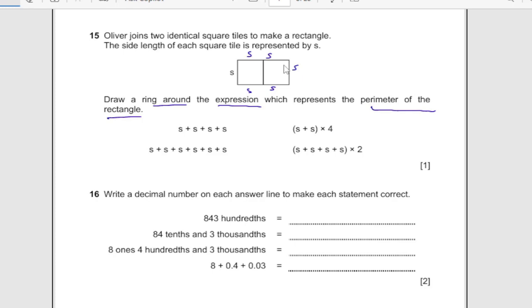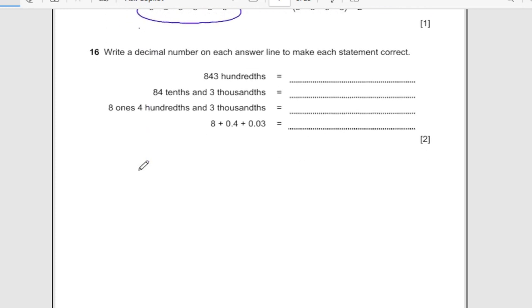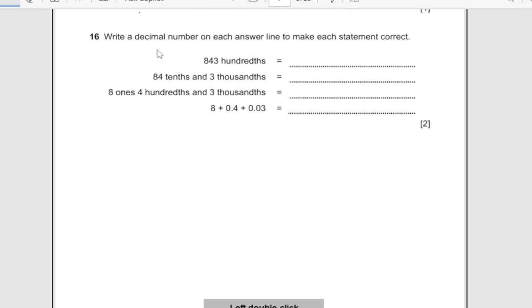So the perimeter is the length all around. This is the perimeter, right, from here to here. So here is 1s, 2s, 3s, 4s, 5s, 6s, sorry, 1 2 3 4 5 6. So this is the expression where we put the ring, right? Now number 16, write a decimal number on each answer line to make the statement correct.